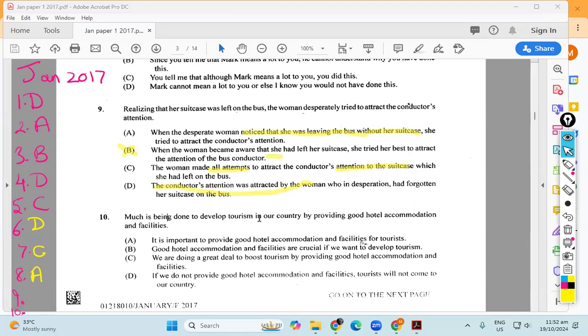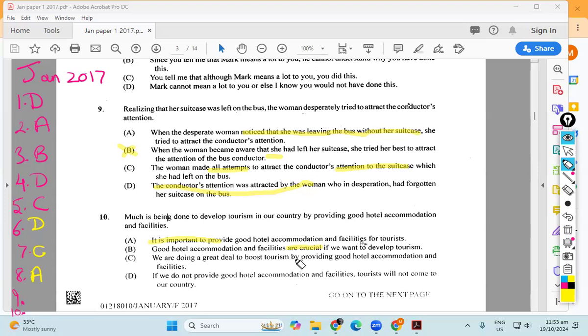Much is being done to develop tourism in our country by providing good hotel accommodation and facilities. It is important to provide, okay, so it doesn't say it's important to provide, it says a lot is being done, right? Good hotel accommodation and facilities are crucial. So this is the same as A. It's saying that they are crucial, but that's not what the original said. It said much is being done. Like actually, hotels are being improved, facilities are being improved, they're being built, whatever, right?